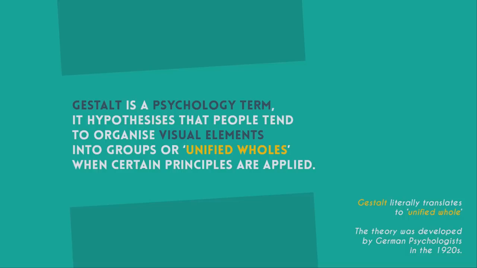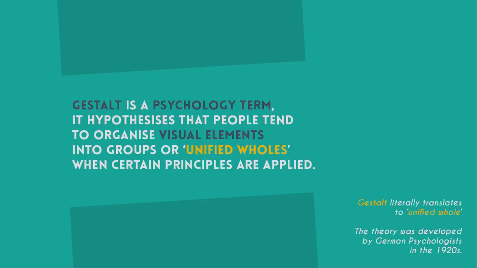Gestalt principles. Gestalt is a psychology term. It hypothesizes that people tend to organize elements into groups. So you look at a design that someone has made, and rather than seeing the individual elements that make it up, you see the relationships between them when certain principles are applied. What this means is if you saw, for example, two circles of the same color and the same size placed next to each other, you'd perceive them as having a relationship rather than as two separate circles.